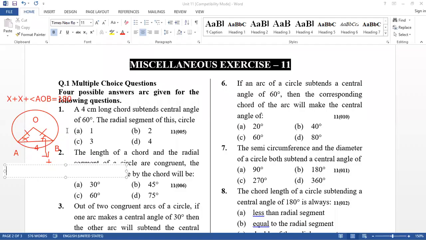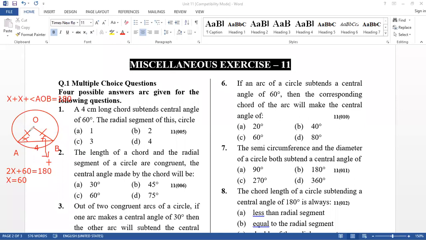Now if we substitute the value, you will notice that 2x plus 60 degrees, which is already given as the central angle, is equal to 180. If you solve this equation, we will get the value of x equal to 60 degrees. So the central angle was given as 60 degrees, and all other angles are also 60 degrees.